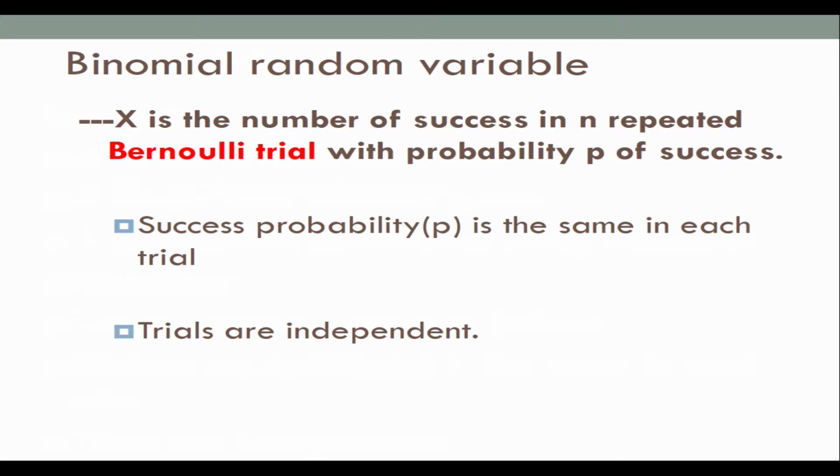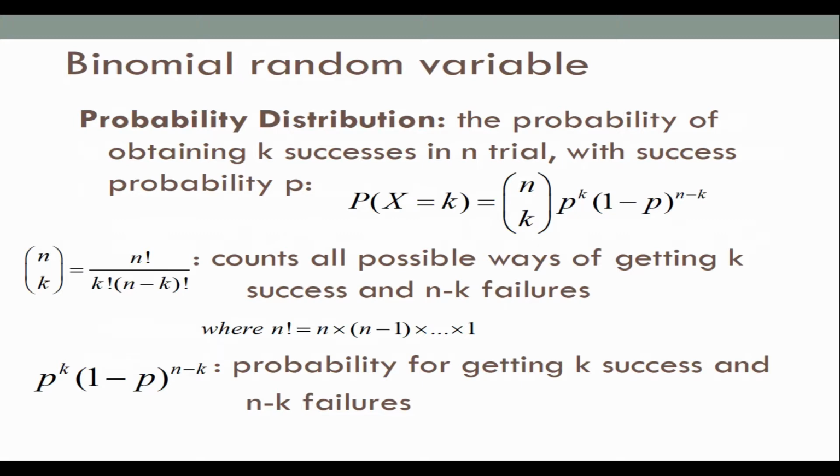So for the binomial, this X is a binomial random variable. For the binomial random variable, the success probability is the same in each trial, and all of those trials are independent. Then since this binomial random variable is based on those Bernoulli trials, we can figure out the probability distribution for a binomial random variable. It's just given like this.